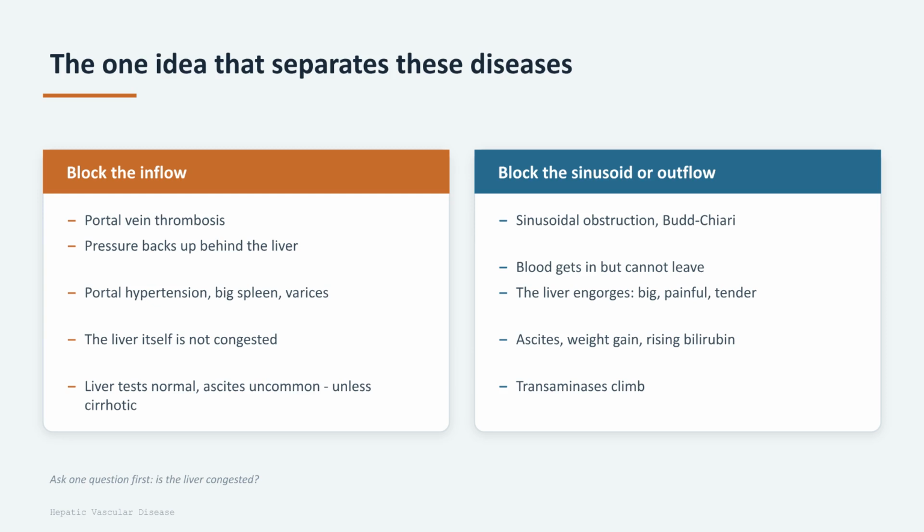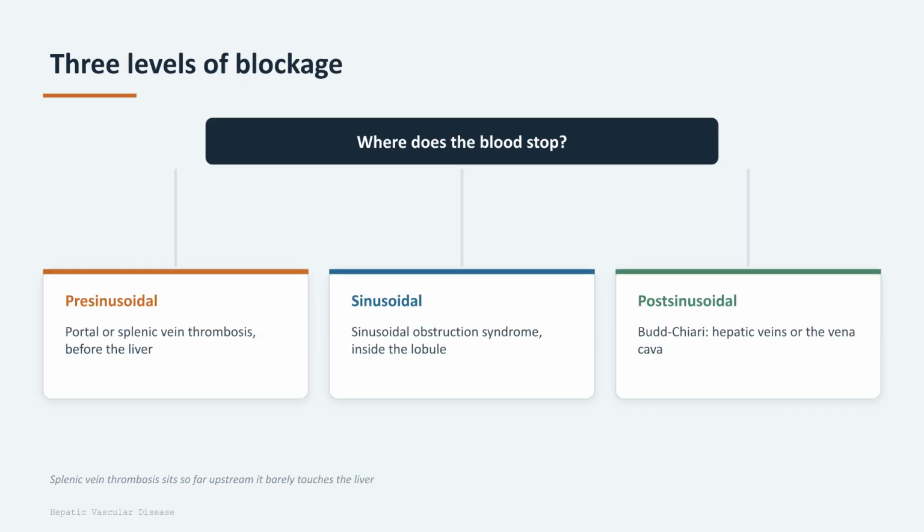On the right, block the sinusoid or the outflow. Blood gets into the liver and cannot leave. The organ engorges. Now the liver is large, painful, and tender, with ascites, weight gain, and a climbing bilirubin. So ask one question first. Is the liver congested? Now place the 4 diseases on that map.